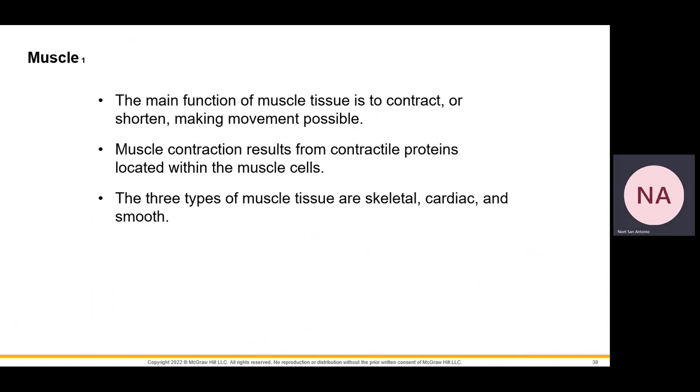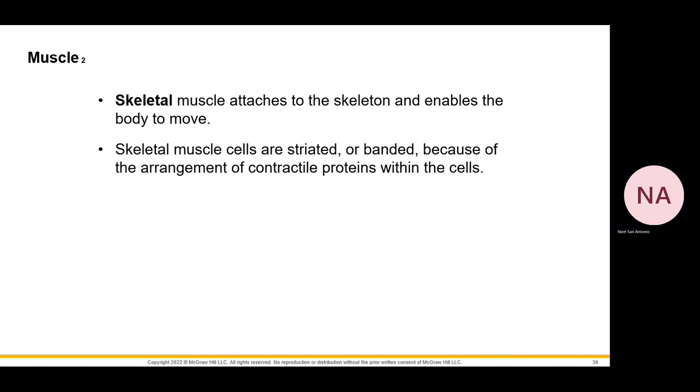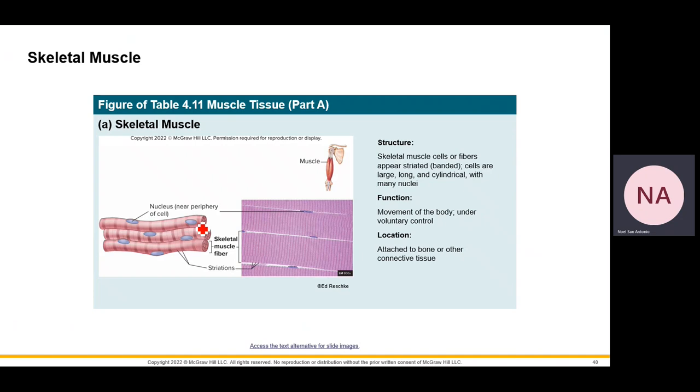So the main function of muscle tissue is to contract or to shorten, making movements possible. Because of the contraction, the shortening action of our muscles, we are able to move our body. Okay? And we have three types of muscle tissue in the body. You have your skeletal, cardiac, and smooth muscle.